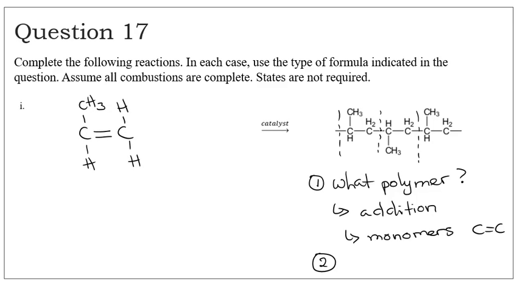Okay, it's very, very simple. This is the only type of monomer present. All you need to do is to add the double bond back to the backbone. Probably put an N here, and then you're done. Easy.